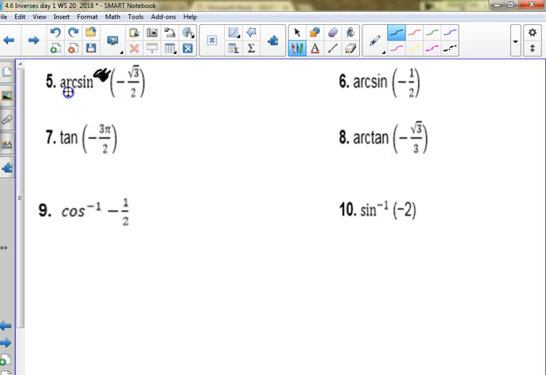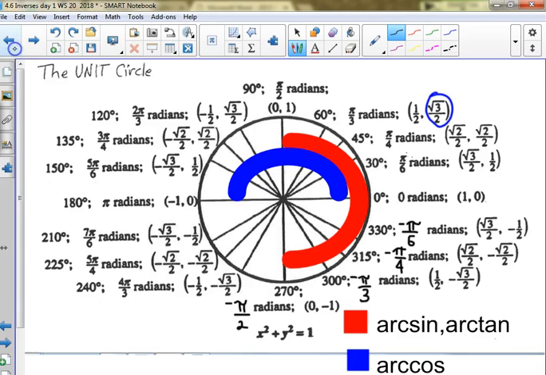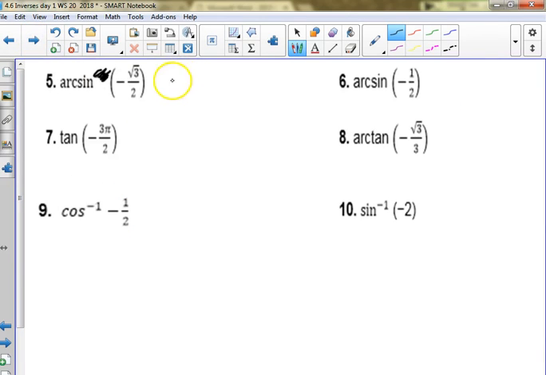So where is the sine negative square root of 3 over 2? I go to my circle. The sine, which am I looking for this time? Yes, it's sine, not cosine. So it's down here at negative pi over 3. We good? Okay. Where is the sine negative 1/2?